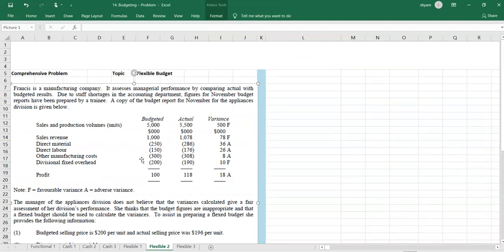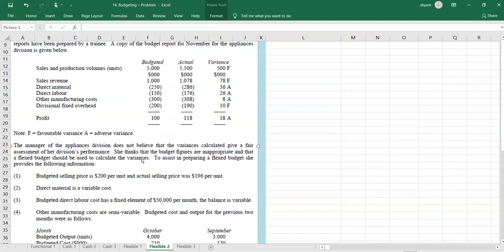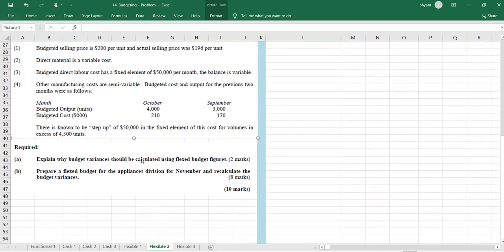So here we have a sum. This sum is also about flexible budgeting. We have some data, but before doing the data, first we'll start from the required. The required is explain why budget variances should be calculated using flexed budget figures. So why should we do that? Because we have to compare the actual activity with the budget. So budget is usually a fixed one, so we have to get a flexed activity to compare.